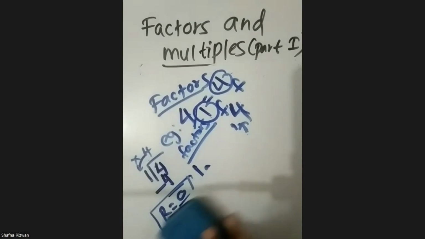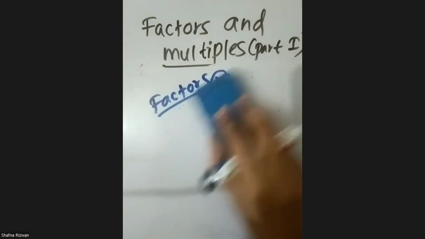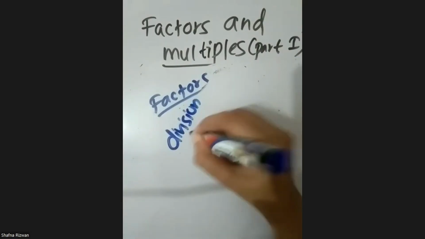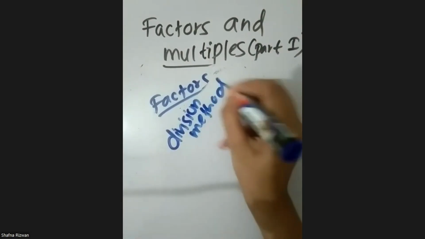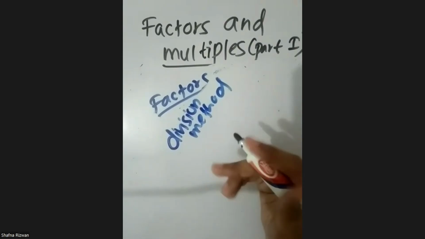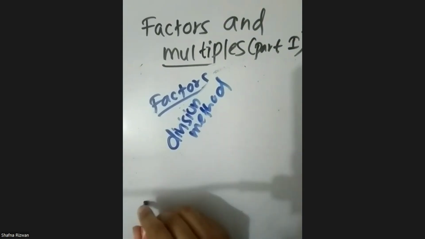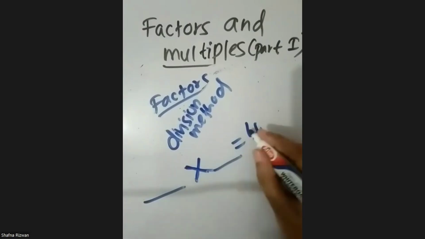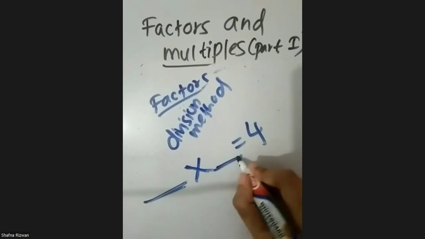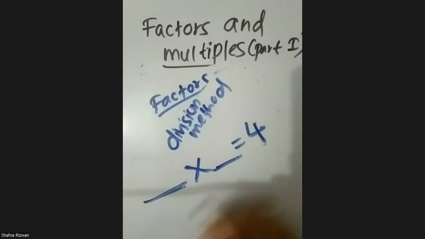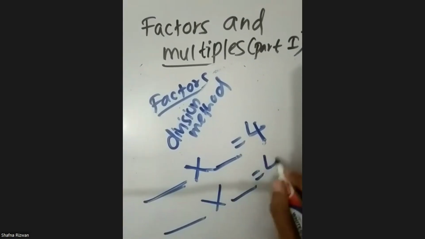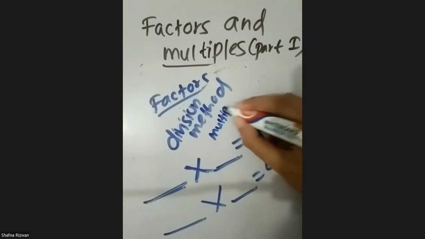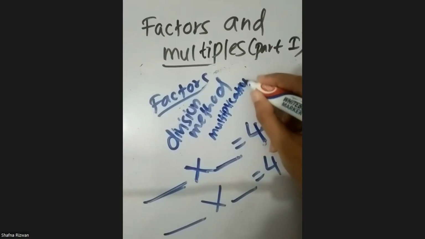This is how you get factors by using the division method. But in most of your textbooks, most of the time they give it the other way. They will ask how you got 4, what two numbers you multiplied so that you got 4. Remember, this is what you call the multiplication method.